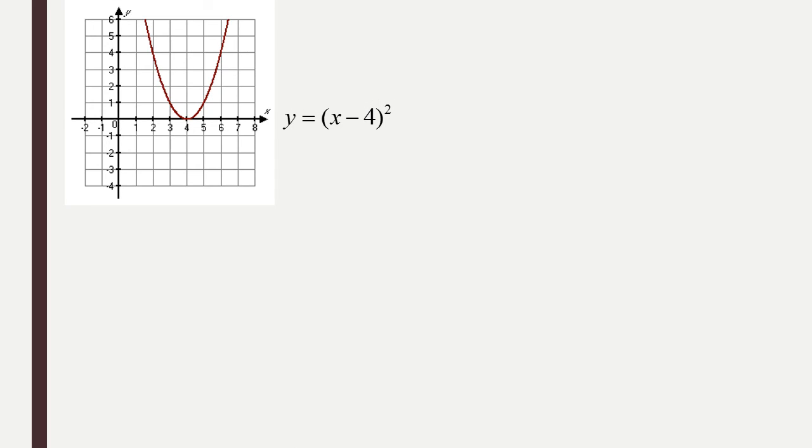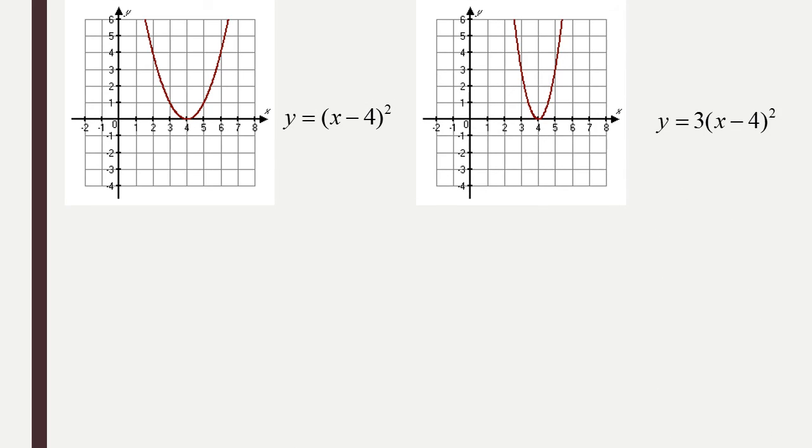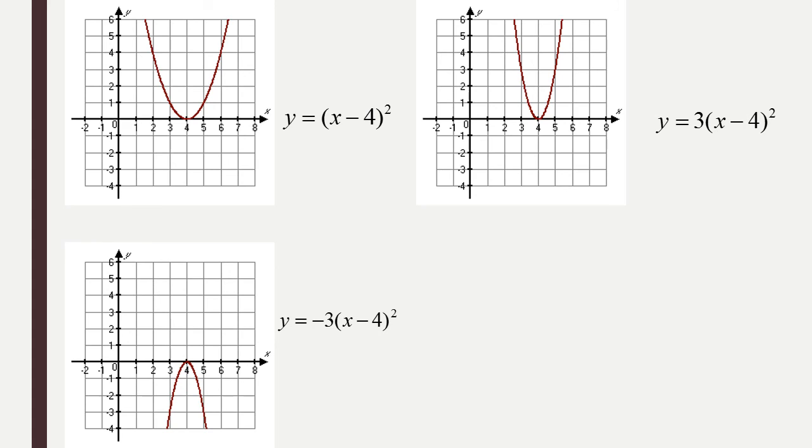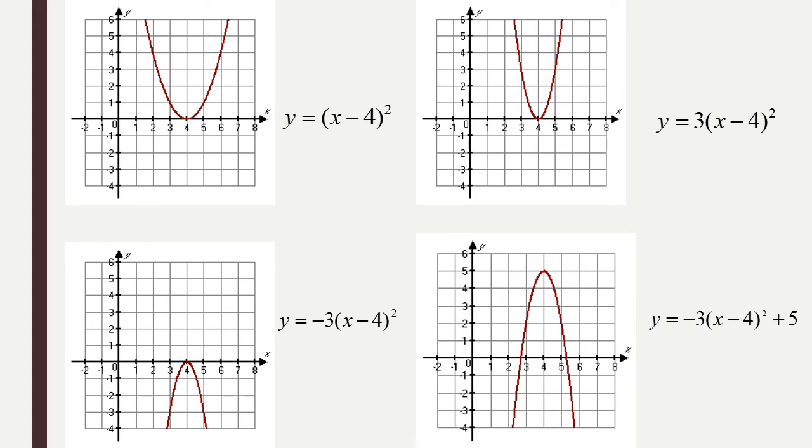Okay, here's the equation broken down into parts. First, we took the x squared and moved it right 4. Then we stretched it by a factor of 3. Then we reflected it, and finally moved it up 5.